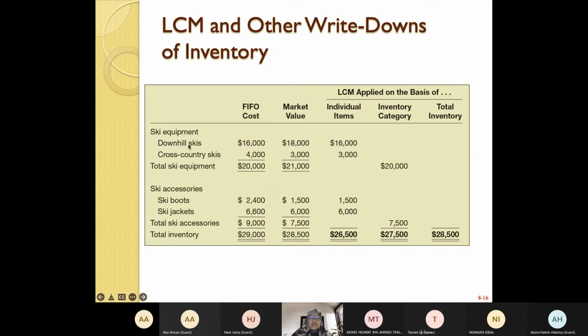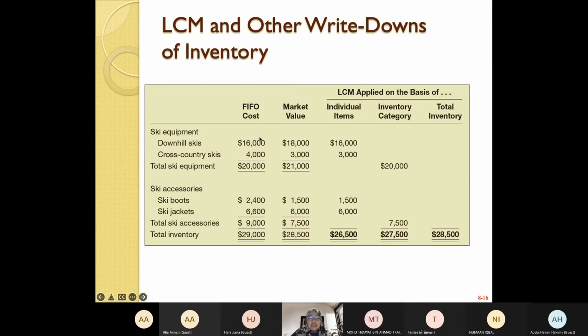Individually, if you look at downhill ski, you have to report cost or the market. Which one should you record? You have to record the lower, the lowest one. Cost or market value? FIFO cost. So for downhill ski, 16,000 is lower, so you should record the 16,000. The cross-country skis, the market value is lower, so you should record the 3,000.